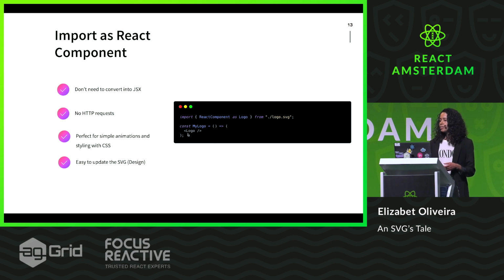You can't see all the SVG tags in the code, but if you inspect in the browser, they will be there. The good thing about this is that you don't need to convert into JSX. You won't have HTTP requests because the code is inline. It's perfect for simple animations and to style with CSS. And it's also very good if you want to update the design later. Imagine that you want to change something in the design: you just need to update the SVG file.